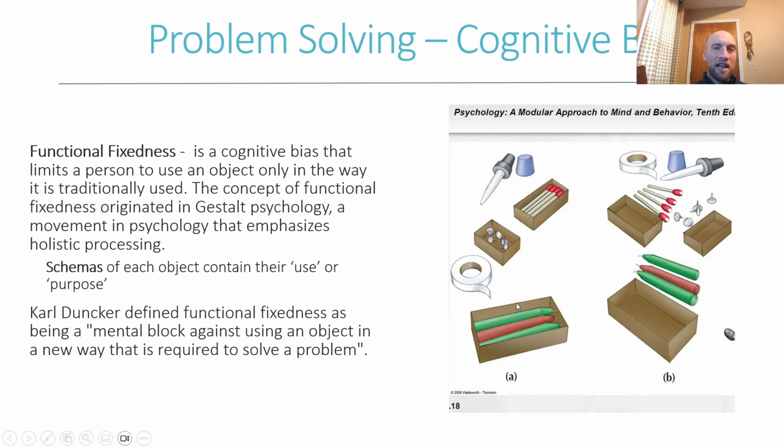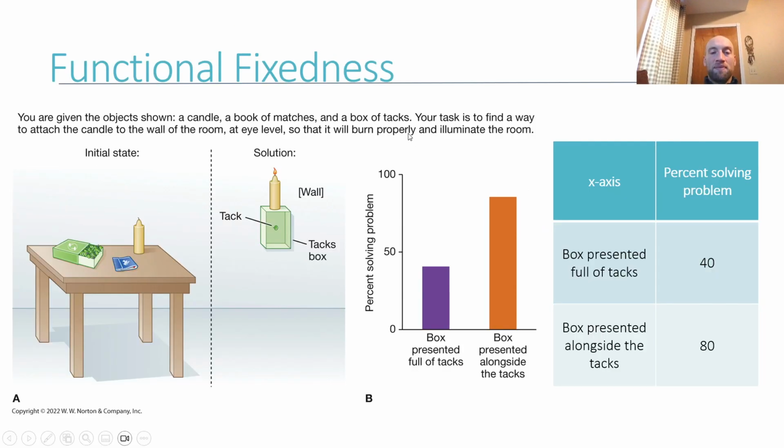I can't tack the candle to the wall because then it would drip onto the floor. But the correct solution to this is you tack the box. You would dump out the tacks, or the box of tacks, and then tack the tack box to the wall and put the candle on the tack box or in the tack box, however you want to do it, such that the tack box is going to be catching the wax.